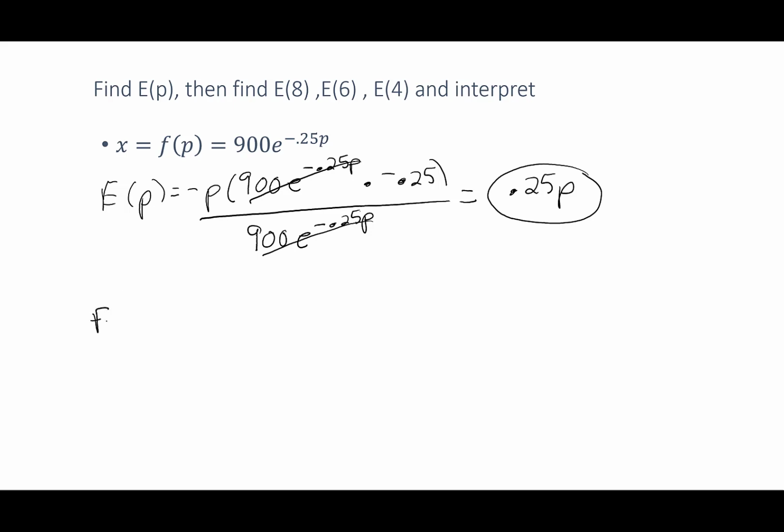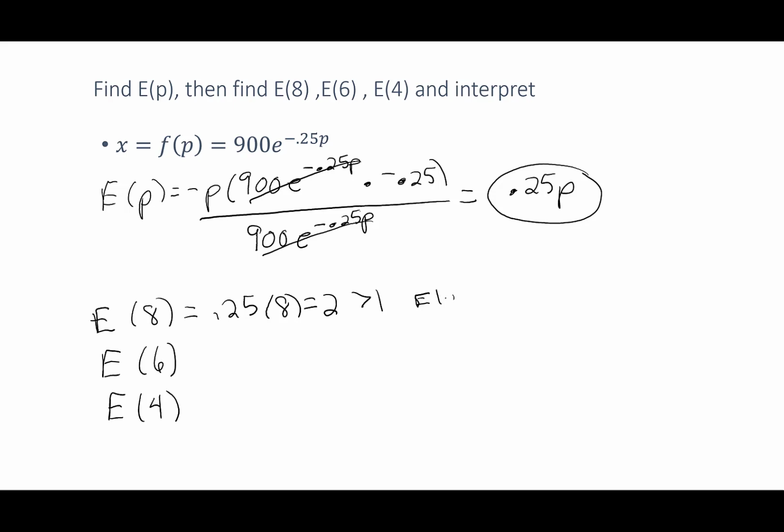So let's try that with our 3 numbers. I have 8, I have 6, and I have 4. This time I think we can do it without the calculator. If I do 0.25 times 8, this is going to give me 2. 2 is greater than 1. This says elastic. Elastic says decrease price.